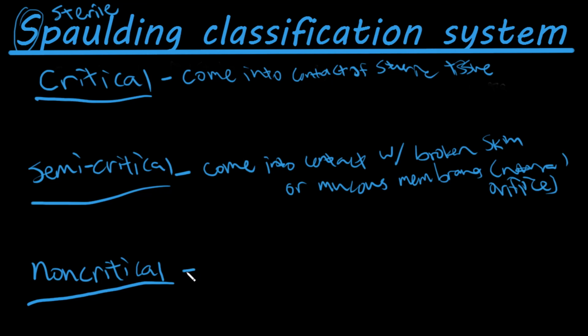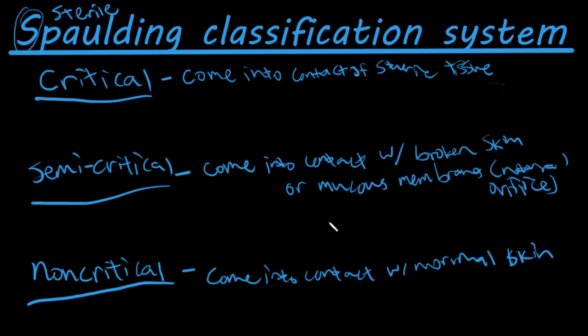And then non-critical is going to be things that come into contact with just our normal skin. So no break in our skin, no entering any sterile tissue. Just coming into contact with our everyday normal skin. And so let's go over some examples of these.